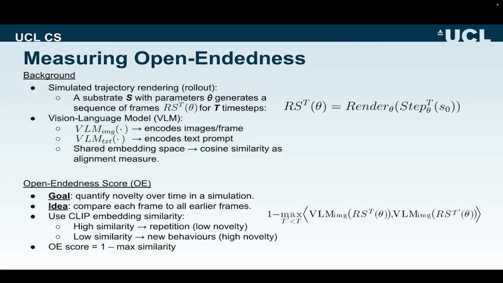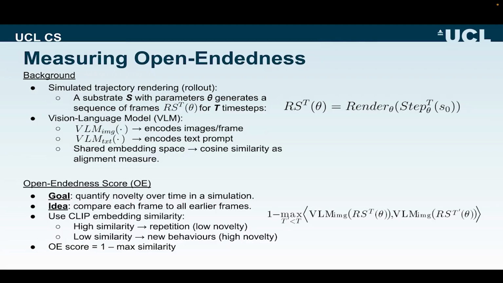Now, the idea that you can truly quantify open-endedness is still a topic of debate in the research community. For our work, we use a proxy called the open-endedness score, or OE score, which measures novelty within a simulation. The idea is pretty simple.